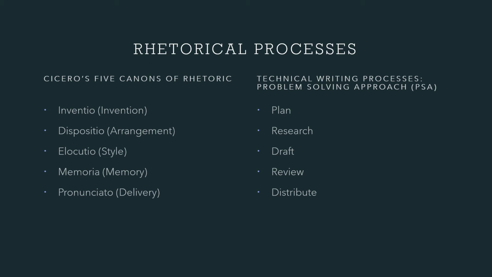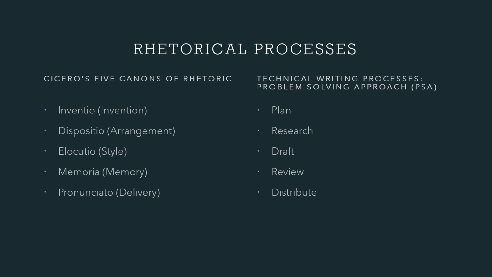But we'll see how they're tied to what Cicero called the 5 canons or the 5 tenets of rhetoric, and contemporary technical writing processes. So Cicero says everything begins with invention, or inventio. You could think of this as pre-writing, if you think about a traditional writing process pedagogy. Dispositio, or arrangement, is your organizational stage, where you might build an outline.